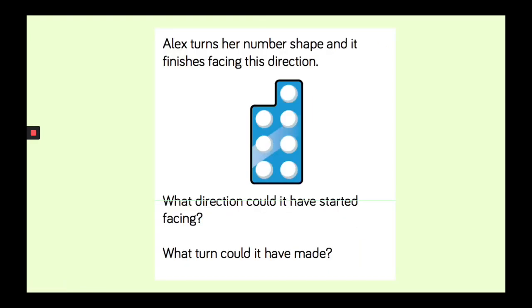The next challenge question is, Alex turns her number shape and it finishes facing this direction. What direction could it have started facing? What turn could it have made?